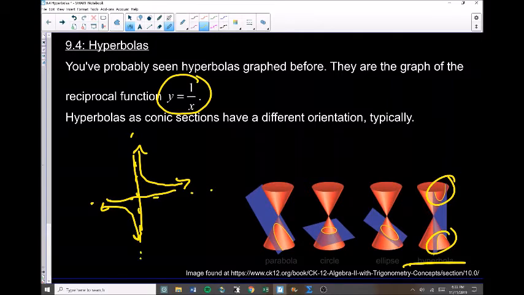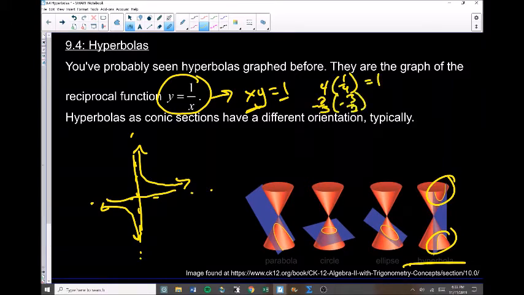And they can move around based on the equation. If it's just 1 over x, then the asymptotes are the x and y axis. This is the same as having x times y equals 1 if you multiply both sides by x. So it's called a reciprocal function because if x times y has to equal 1, then whatever x is, y is its reciprocal. 4 times a quarter equals 1, or negative 2/3 times negative 3/2 equals 1.